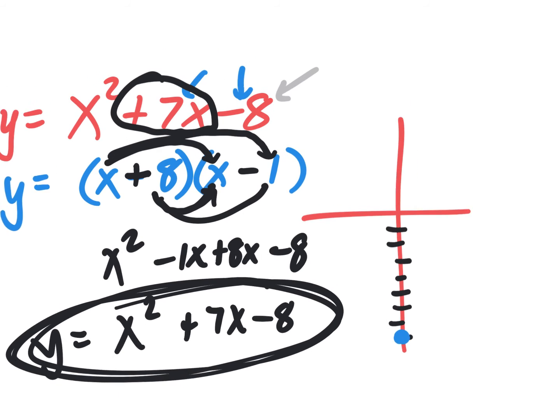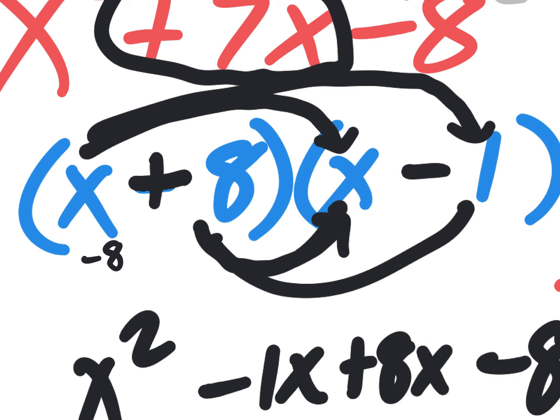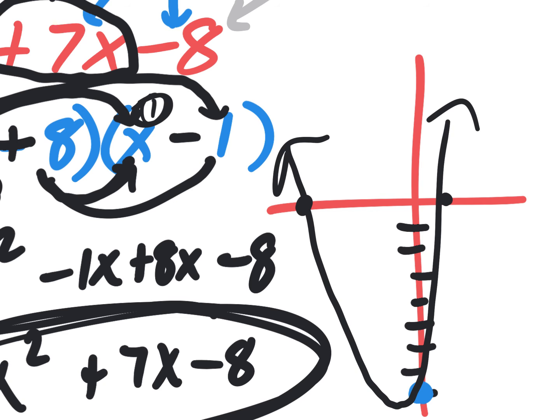Okay? And now, why did we even factor that? Because negative 8 is a what? X-intercept. Positive 1 is a what? X-intercept. There's two x-intercepts. This and that are the x-intercepts. Negative 8 and positive 1. And that's what my parabola generally looks like. Asymptote runs down here. I know it's a little bit bent, but you know, that's the idea.